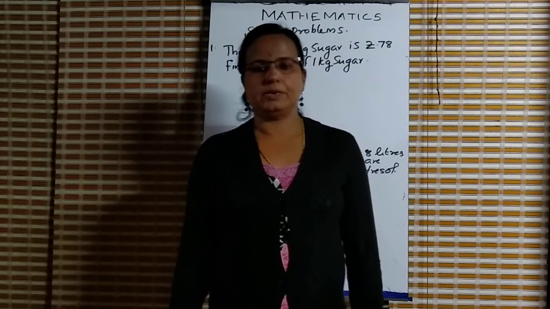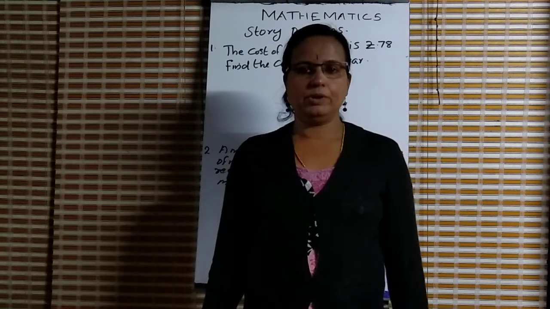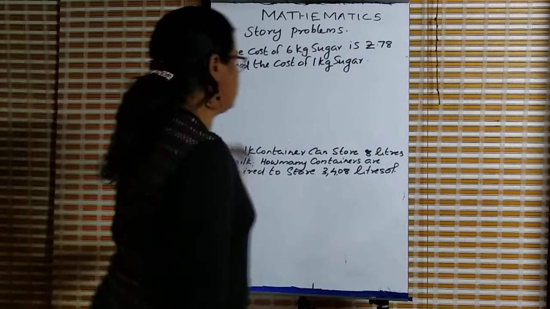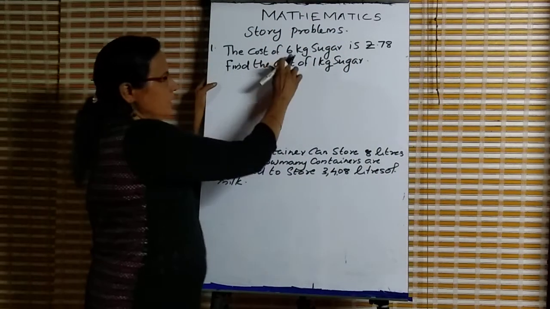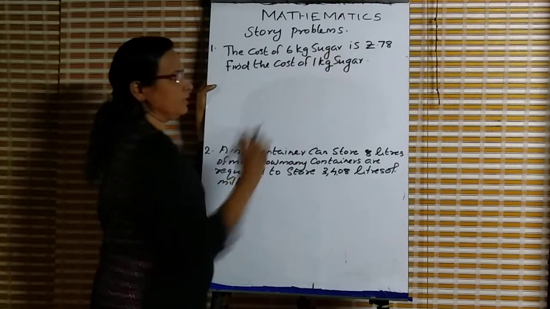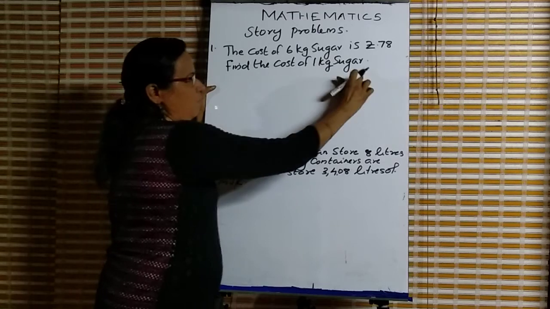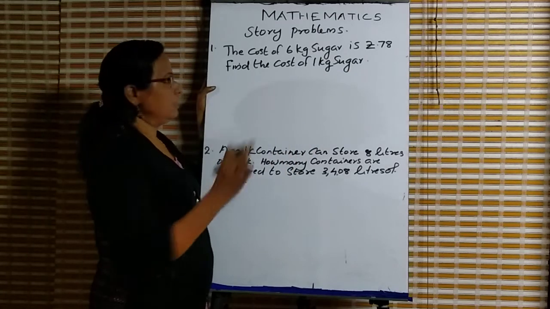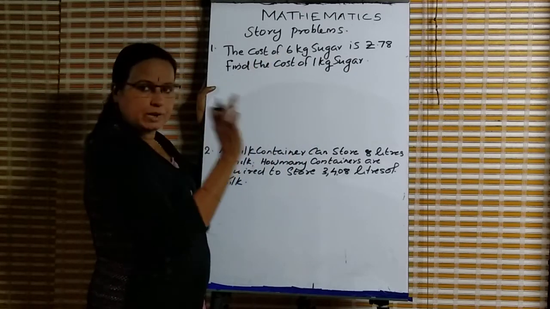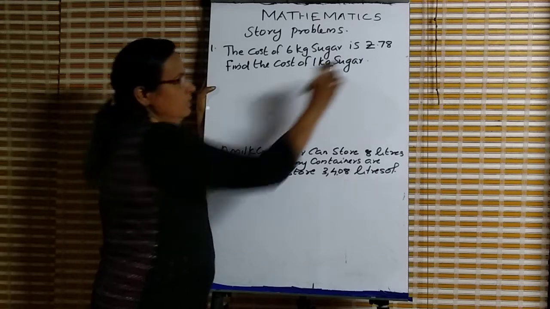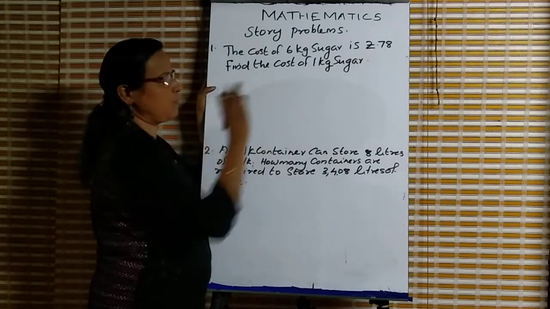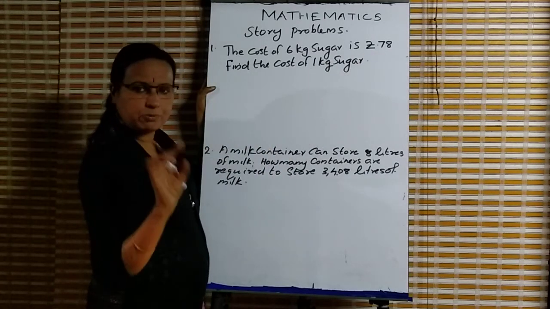Today we are going to study story problems on division. Listen. First question. The cost of 6 kilograms of sugar is rupees 78. Find the cost of 1 kilogram of sugar. The cost of 6 kilograms of sugar is 78 rupees. We have to find the cost of 1 kilogram of sugar.